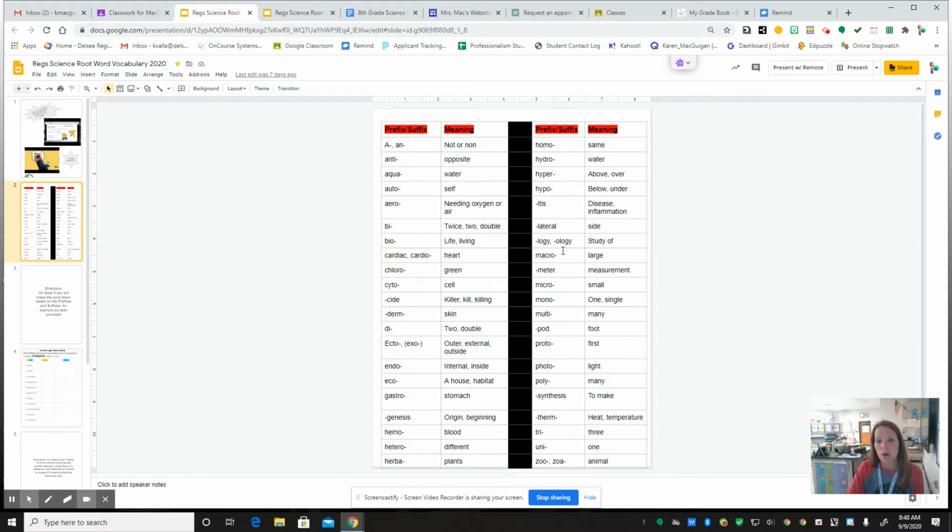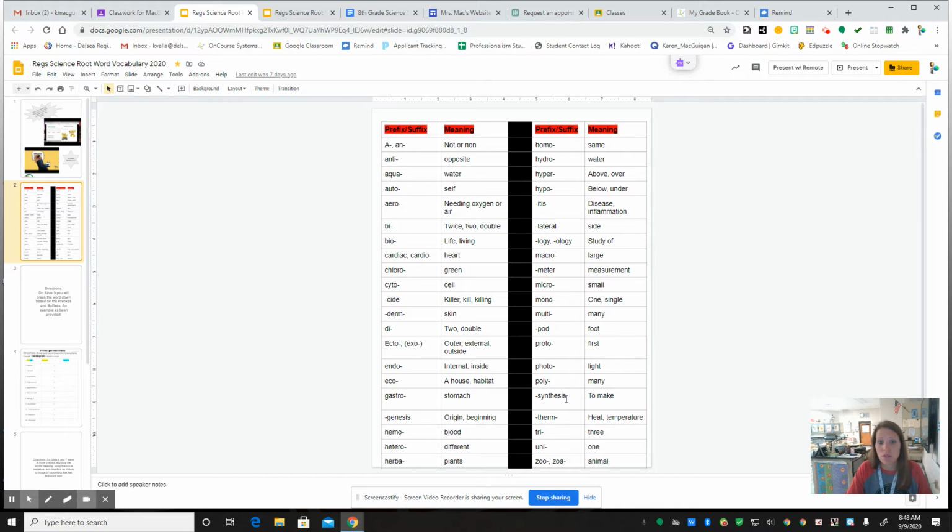If you go over here, logi or ology, and that's a suffix because you can see that the dash is before the word. That means it is going to be at the end of the word. So that means the study of. Let me think about a word that ends in logi or ology. Geology, or biology, or ecology. All science words, and you know that it's the study of the respective word in front of it. So that's how we're going to break it down.